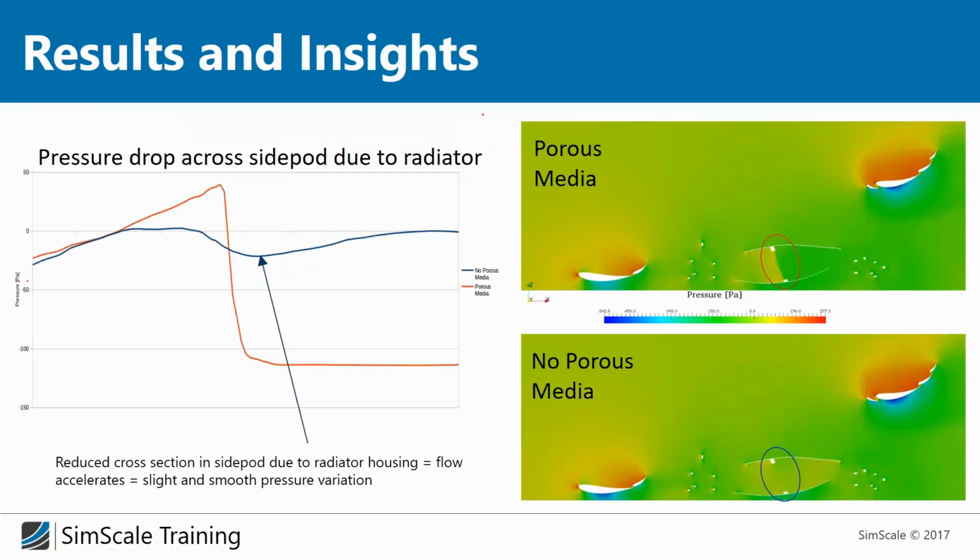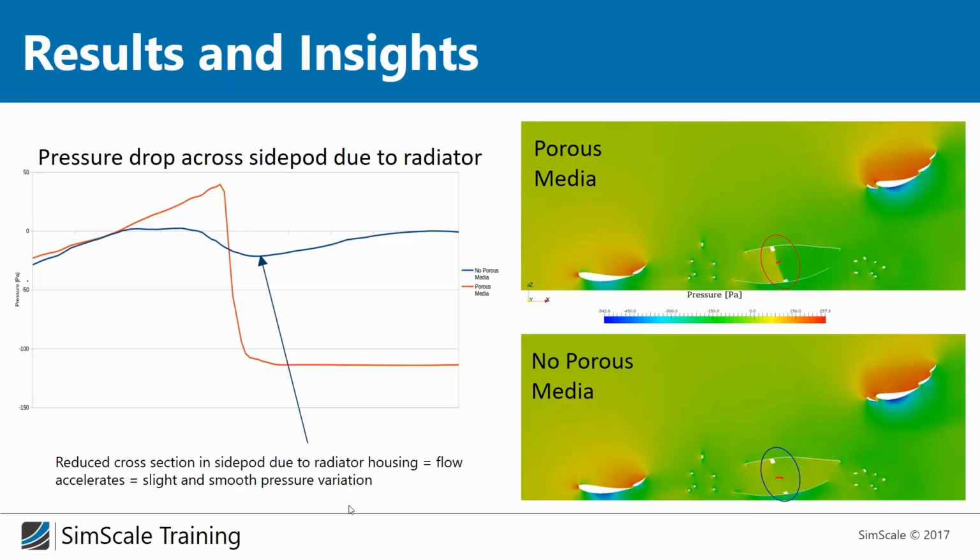Now let's take a look at the modeling of the radiator. And what you can see here now is basically we do two simulations. The upper one is using the porous media approach, and the lower one is not using the porous media approach. And on the left side you can see a plot of the static pressure through the radiator. And in the case we have no porous media, let me just maybe quickly draw it. So we plotted how pressure is changing on this line.